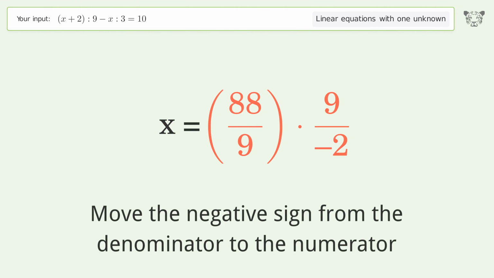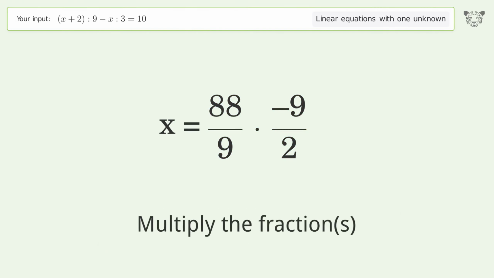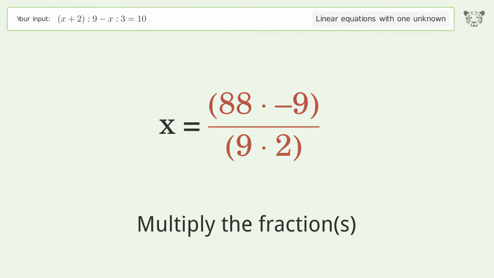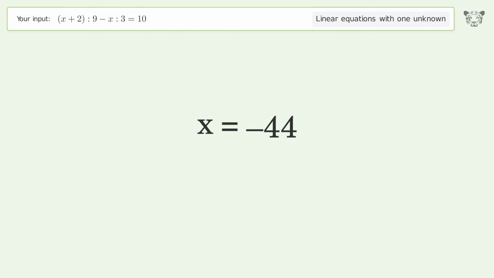Move the negative sign from the denominator to the numerator. Multiply the fractions. Simplify the arithmetic. And so the final result is x equals -44.